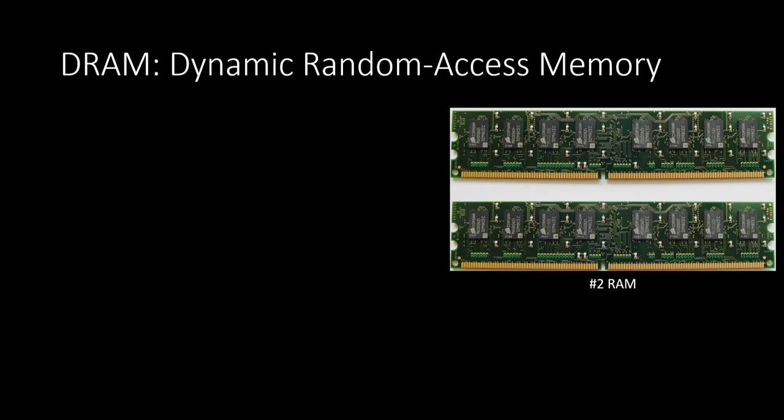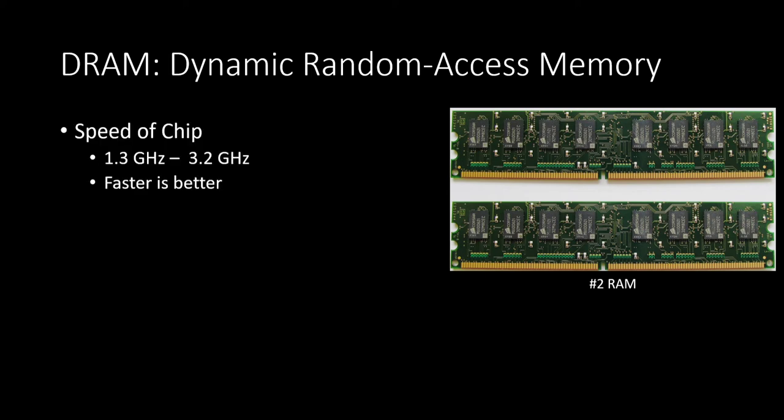And that brings us to our second component, which is the dynamic random access memory, which are these two little chips that you see here. These are slower, as I was saying before, from about 1.3 gigahertz to 3.2 being the fastest these days. If you do see these for sale, you'll want to opt for the faster chips so that they can keep up with your CPUs.